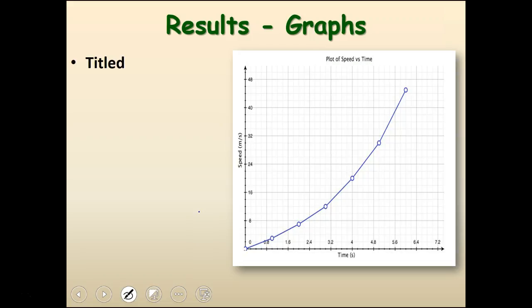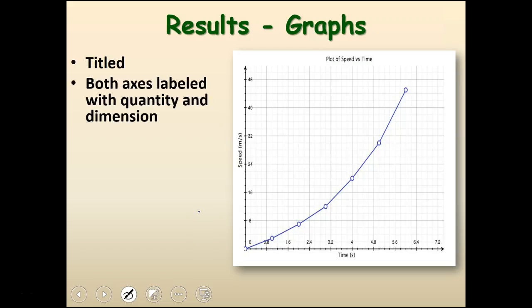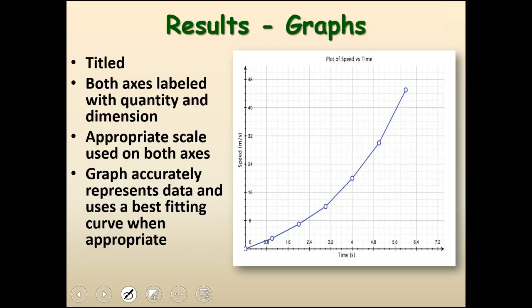Okay, graphs. Make sure the graphs are titled. They have axes labeled. They have appropriate scales on both sides. And it accurately represents the data and uses best fit curving when appropriate. Now, you have data that doesn't really show best fit curving necessarily because you're not comparing two numbers to one another.